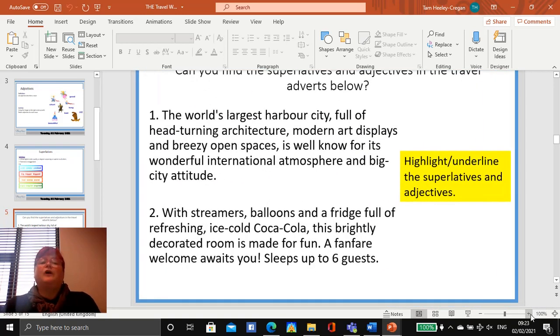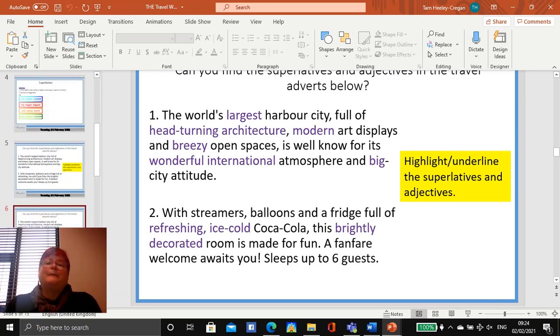So, number 1, the world's largest harbour city full of head-turning architecture, modern art displays and breezy open spaces is well known for its wonderful international atmosphere and big city attitude. Number 2, with streamers, balloons and a fridge full of refreshing ice-cold Coca-Cola, this brightly decorated room is made for fun. A fanfare welcome awaits you. Sleeps up to 6 guests. Okay, so pause the video, try and find those superlatives and adjectives in those 2 paragraphs.